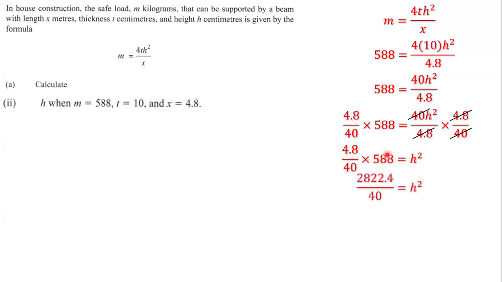And the next thing we do is we multiply. So we say 4.8 times 588, and we get 2,822.4, and that's going to be divided by 40. Now, when we divide these two together, what do we get? Well, we get 70.56. So we have 70.56 is equal to H squared. Next, we take the square root of both sides, and then that gives us the opportunity to cancel this with this. So the square and the root cancel out each other. So we get that H is equal to the square root of 70.56. And the square root of 70.56 is 8.4. So that means that H is equal to 8.4.